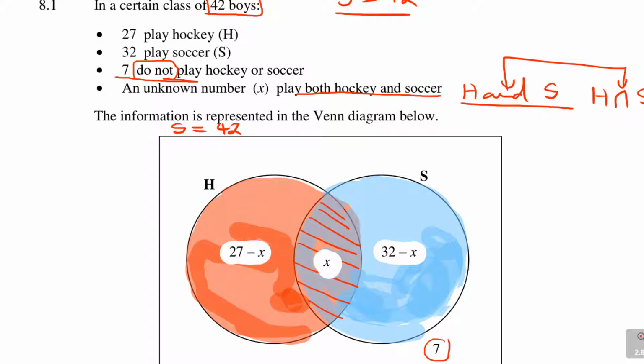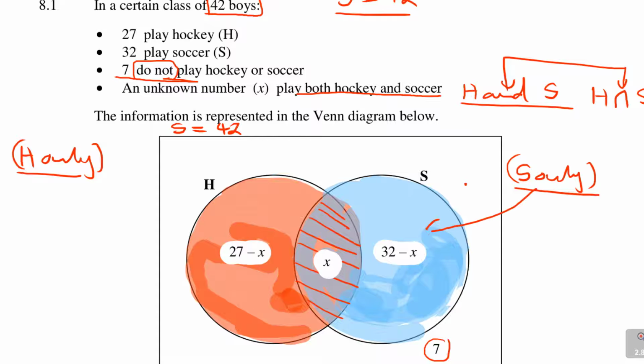So we are saying the 27 minus X are those who are playing hockey only. You see, they are the ones that are shaded differently. So if you want to find those who are playing hockey only, you say 27 minus X. And those who are playing soccer only, we are saying what? The soccer only, that is in this case S only, which is in this case 32 minus X. Are you getting that? So this is soccer only and this is hockey only.